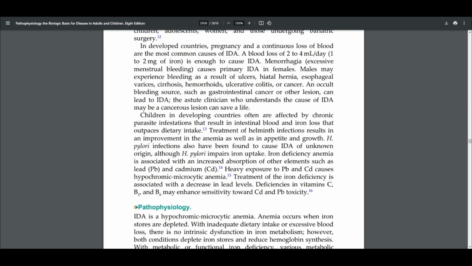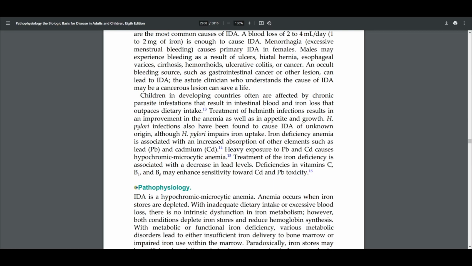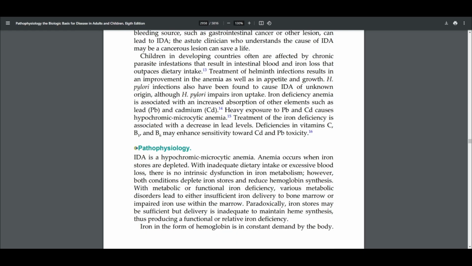Children in developing countries often are affected by chronic parasite infestations that result in intestinal blood and iron loss that outpaces dietary intake. Treatment of helminth infections results in improvement in the anemia as well as in the appetite and growth. H. pylori infection is also often found to cause IDA of unknown origin, although H. pylori impairs iron uptake. Iron deficiency anemia is associated with an increased absorption of other elements, such as lead and cadmium.